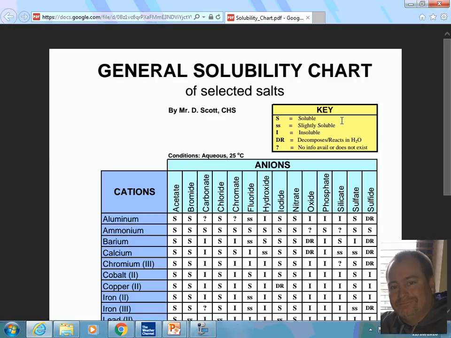If something is insoluble, it is largely insoluble. Remember, we said one of these things has to be a precipitate. If it's insoluble, is it a precipitate? Yes. I is insoluble. DR means that it decomposes or reacts in water. And the question mark means that we have no information available or that that does not exist.